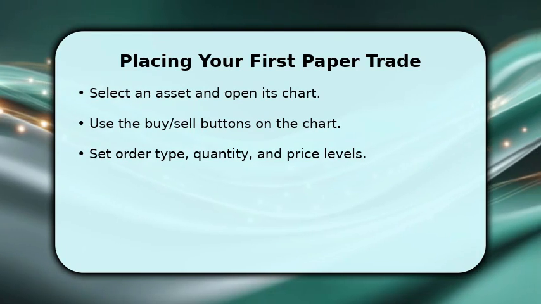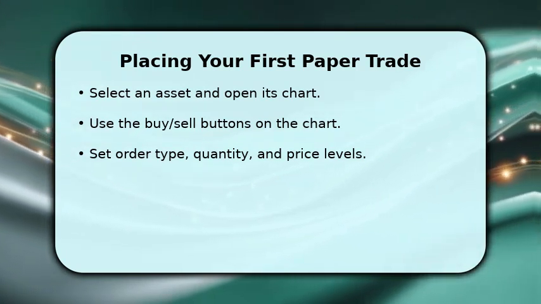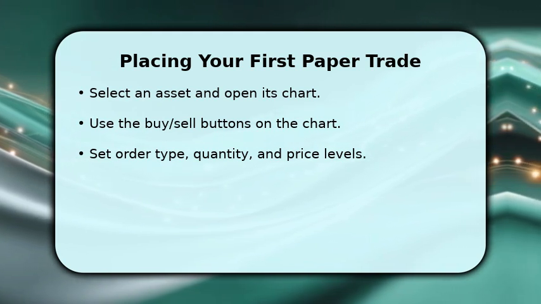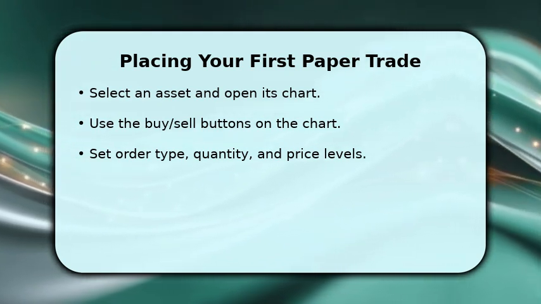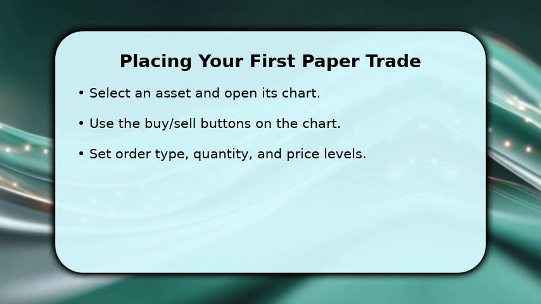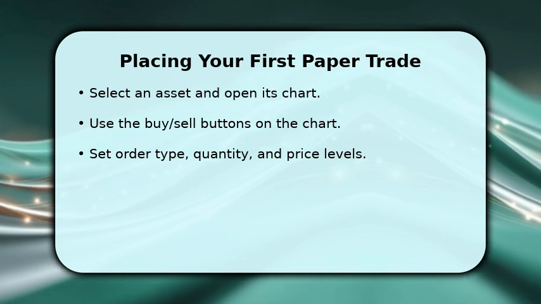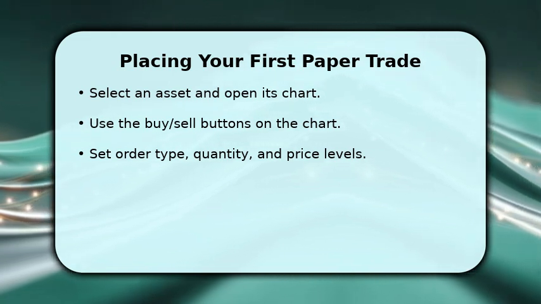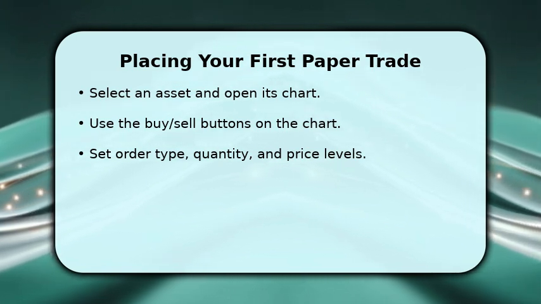Once connected, placing a trade is straightforward. On your chosen asset's chart, you'll see prominent buy and sell buttons. Tap one to open the order panel. Here, you can specify your order type, such as market or limit, and adjust the quantity of shares or contracts. Don't forget to set your stop loss and take profit levels to manage risk effectively before confirming the trade.